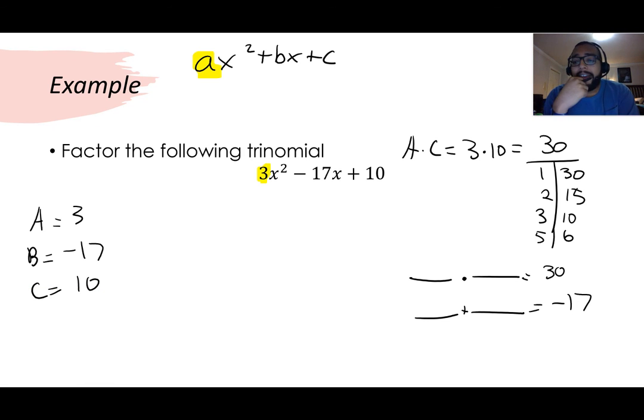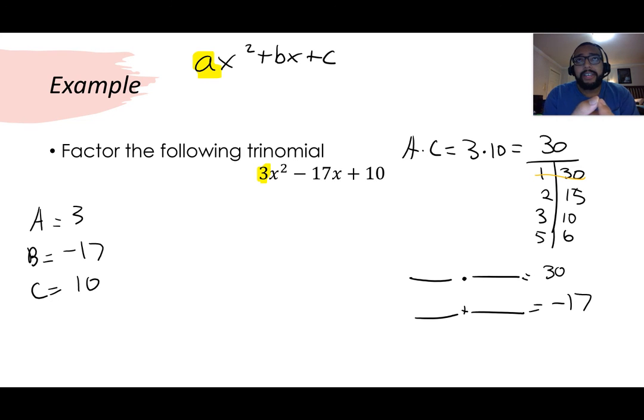Okay, in your head, out loud, doesn't matter. Add them up together and see. So add them and subtract them. 1 minus 30 is negative 29. 1 plus 30 is 31. That's not going to work. 2 plus 15 is 17. But we need negative 17. That might work. Let me check the rest of them though, okay?